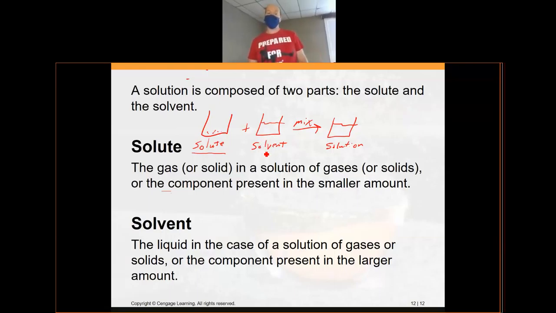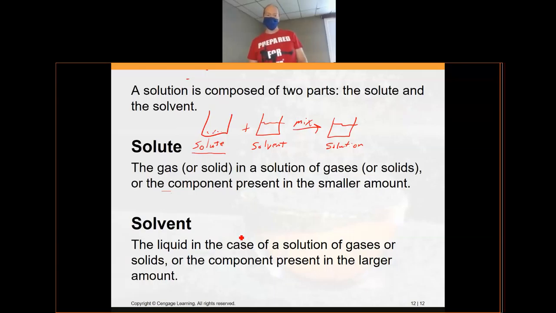The universal solvent is water. So usually in this class, we're going to be dealing with water being the solvent. Then you mix them together and you have the solution. So if this is sodium chloride, salt, and this is water, then you have sodium chloride solution. All right. So it is very important to understand the solute, solvent, solution idea.